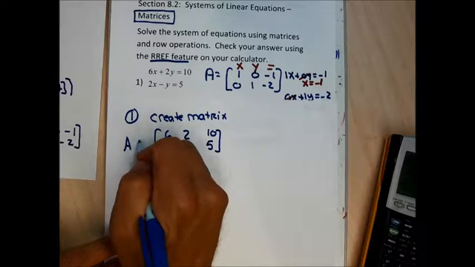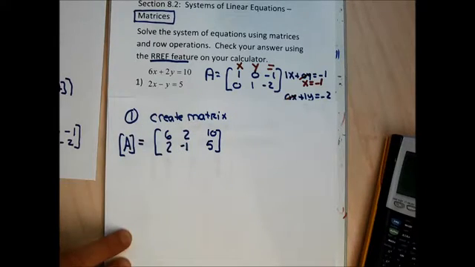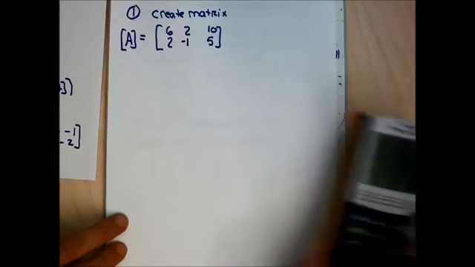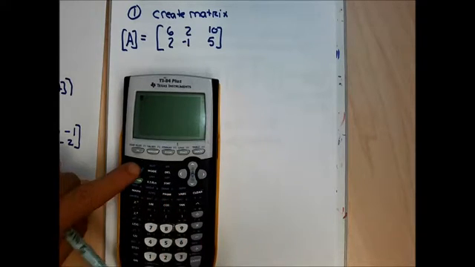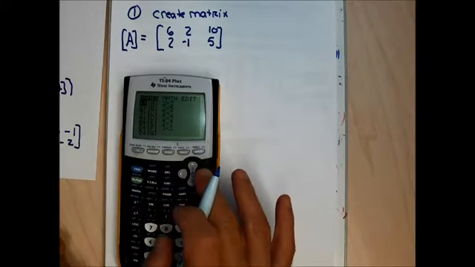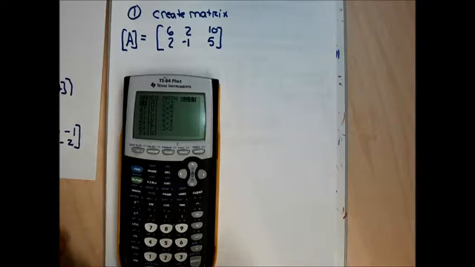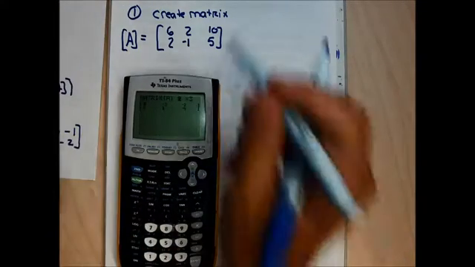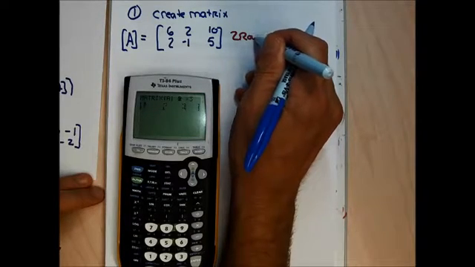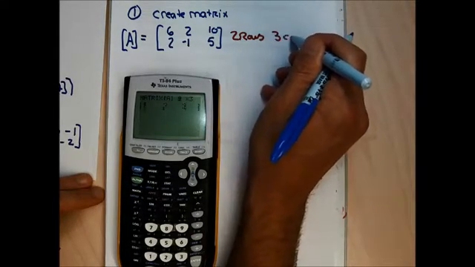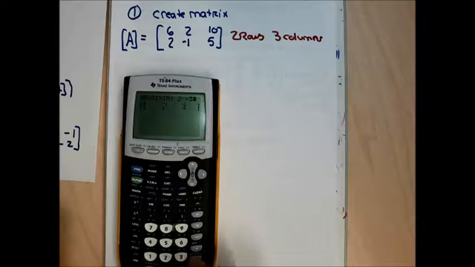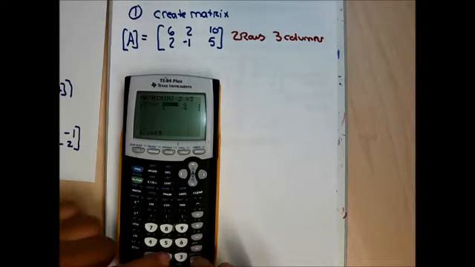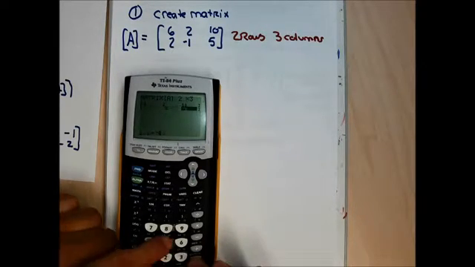I'm going to enter this in matrix A again, so I'm going to make this matrix A on my calculator. Let me clear out my main screen. I'm going to go second, and then matrix. I'm going to arrow over twice to edit. I'm going to hit enter. This is a 2 by 3 matrix. It has 2 rows and 3 columns. So I'm going to type 2 enter, 3 enter, and then type all the numbers. 6 enter, 2 enter, 10 enter, 2 enter, negative 1 enter, 5 enter.